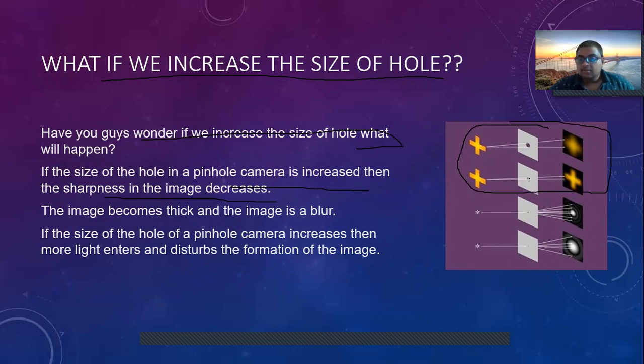When the size of the hole is small, the image is sharp. If the size of the hole becomes big, the image becomes very, very blurred. When the size of the hole of a pinhole camera increases, then more light enters and disturbs the formation of the image. Okay, that's what happens.